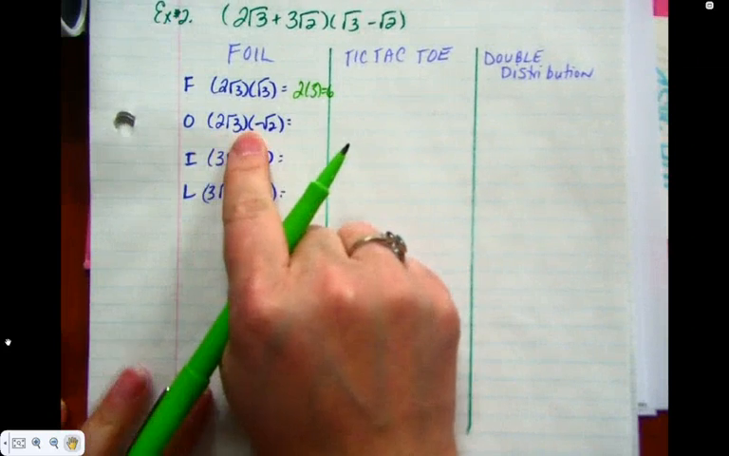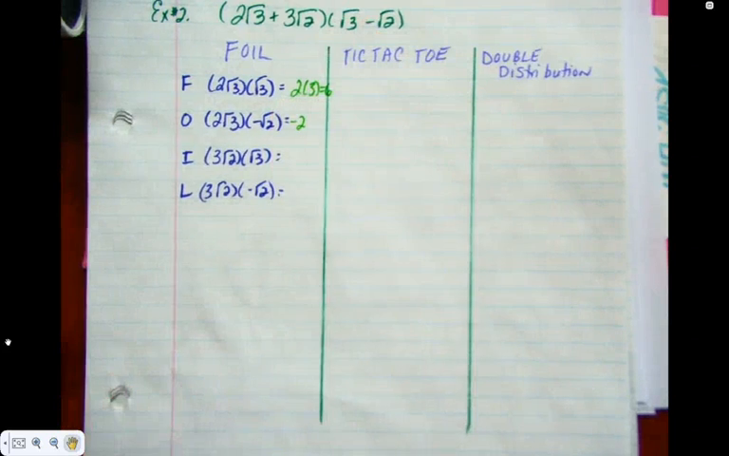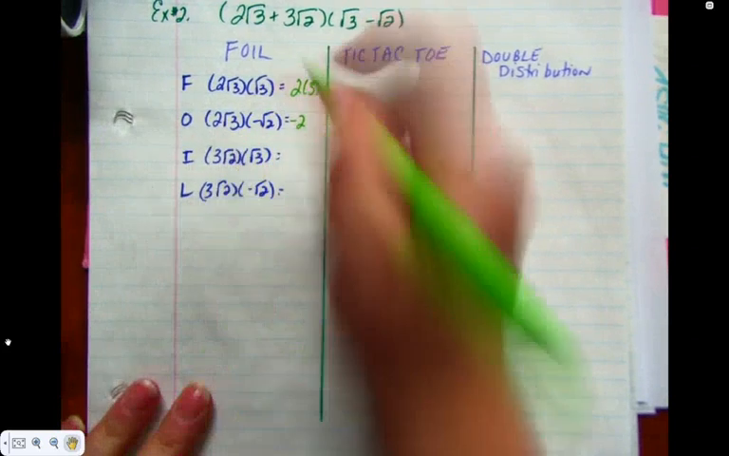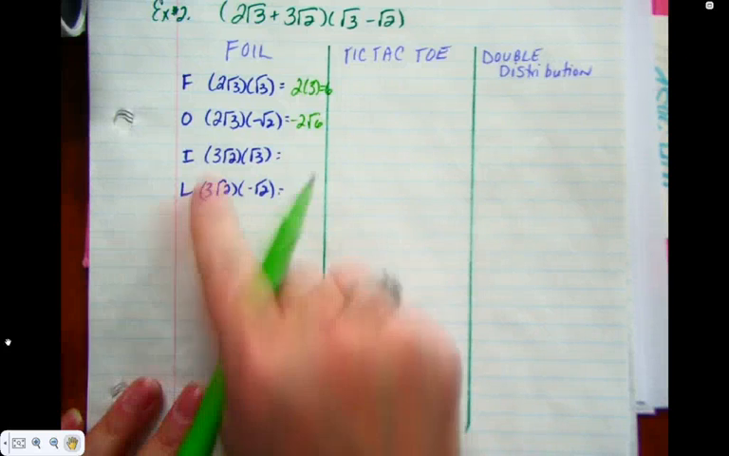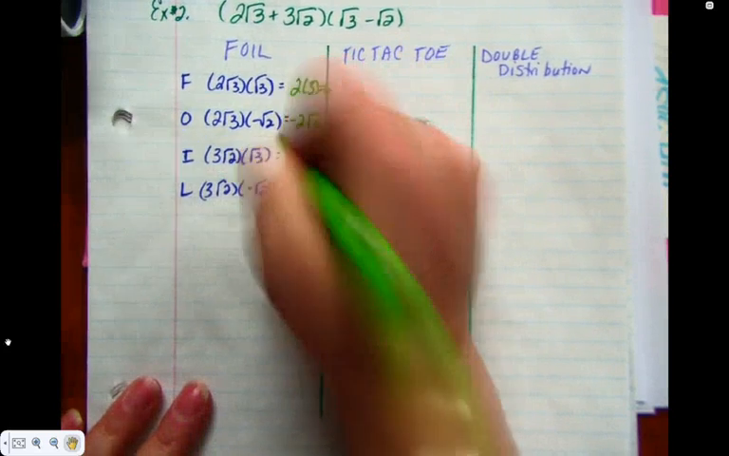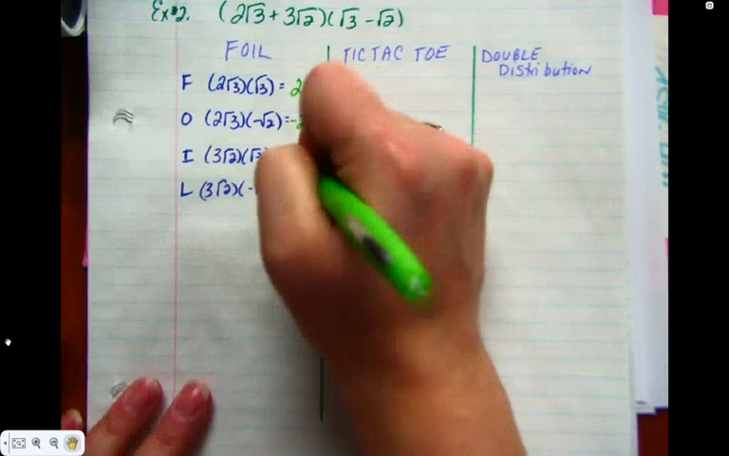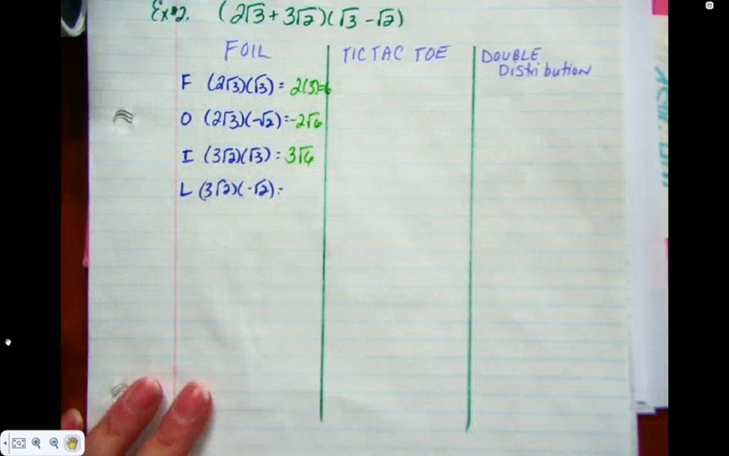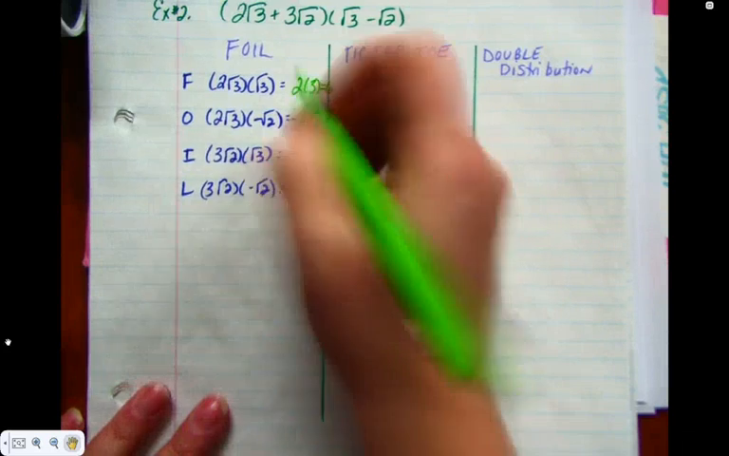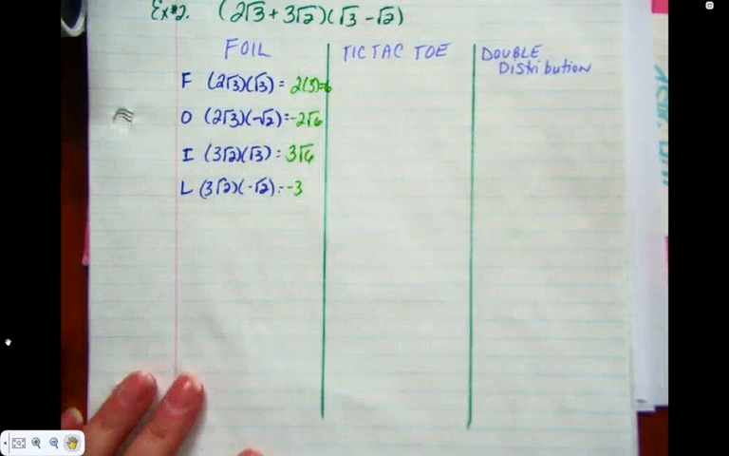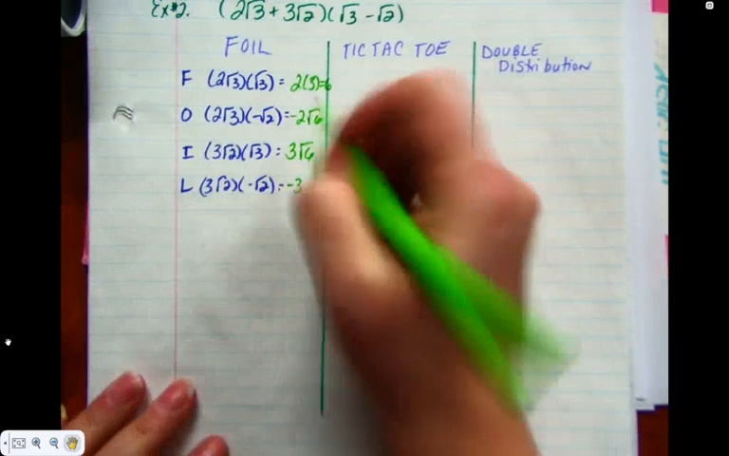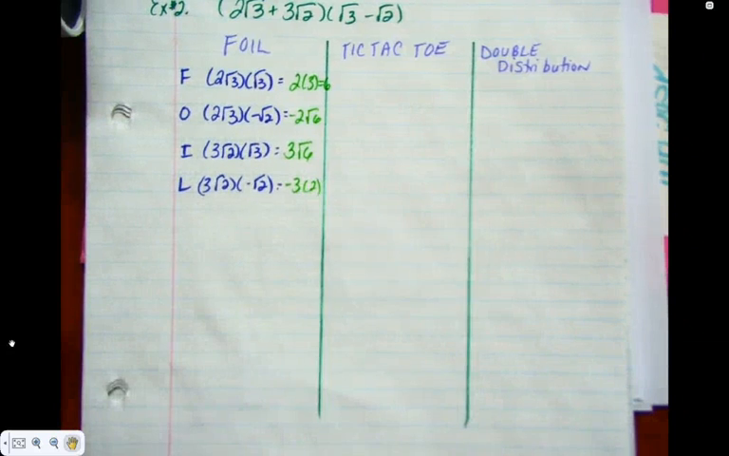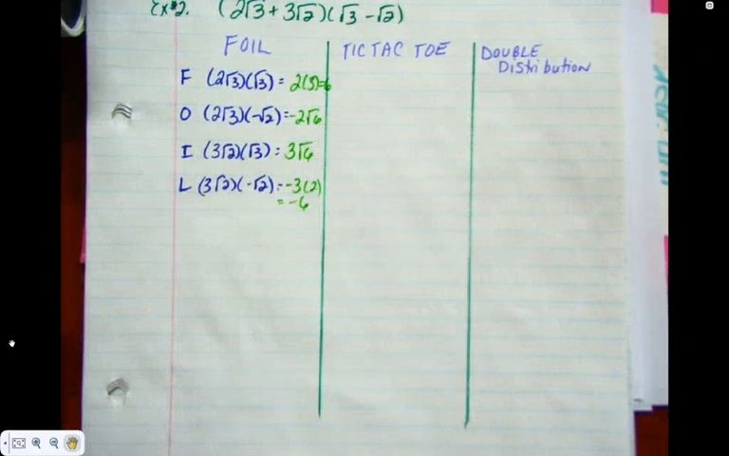2 times negative 1 is negative 2. Root 3 times root 2 is root 6. 3 times imaginary 1 is 3. Root 2 times root 3 is root 6. 3 times imaginary 1, imaginary negative 1 is negative 3. Root 2 times itself, root 4, but then go one step further. What's root 2 times root 2? It's 2. And when we simplify that one, we get negative 6.